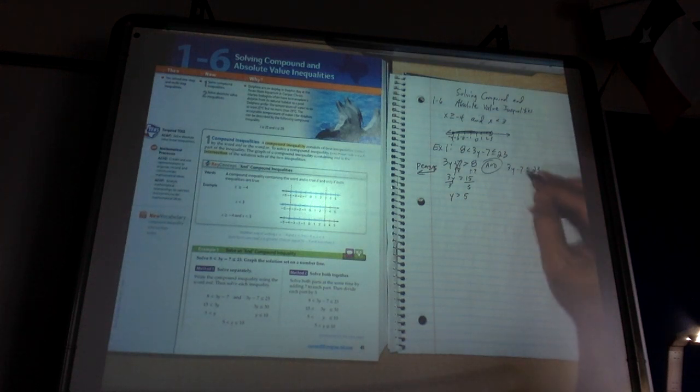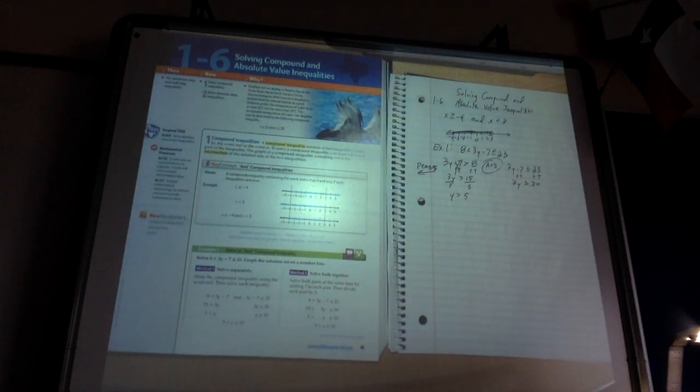Solve for y over here in this second one. I'm going to add 7 to both sides. I get 3y is less than or equal to 30. Again, we're not going to have to flip the inequality. Our coefficient with y is not negative, so I'm just going to divide by 3, and I get that y is less than or equal to 10.